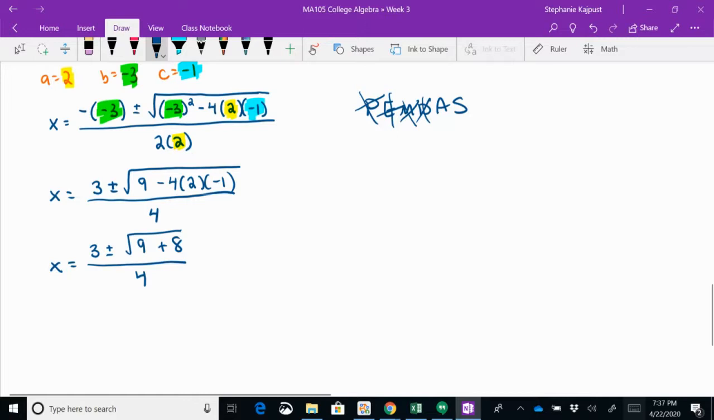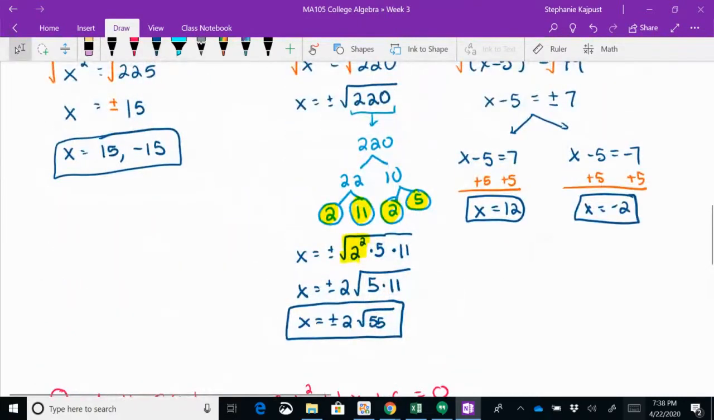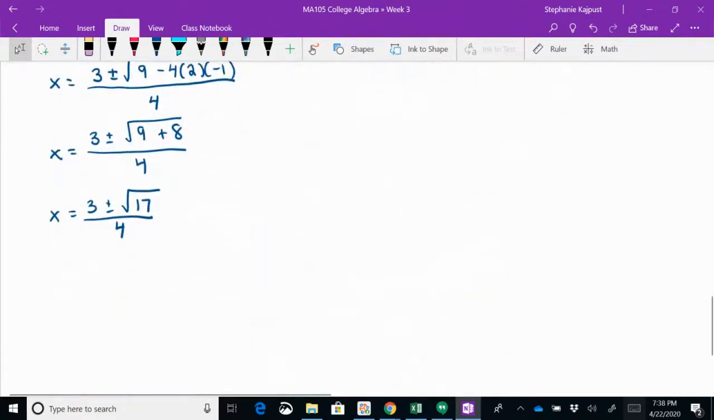So next is the addition and subtraction. So we just have addition there. So we're going to add the 9 plus 8. So that gives us 17. So I have the square root of 17 over 4. So now 17 is a prime number, so we can't simplify that square root. If you did have something else, you'd have to simplify it the same way we did the one in the middle. You'd want to simplify that square root, but 17 in this case can't be simplified.